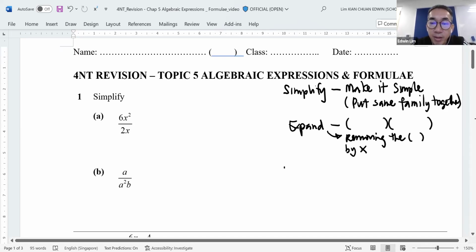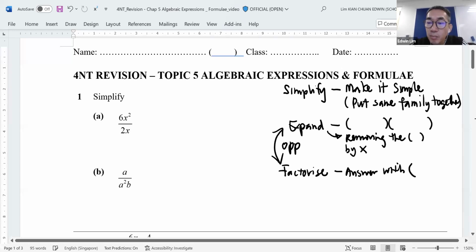Last one, factorize. Factorize and expansion, they are actually one family. It's the opposite. Factorize, when you do it, we will always have the answer with brackets. And we must understand common factor. Okay?